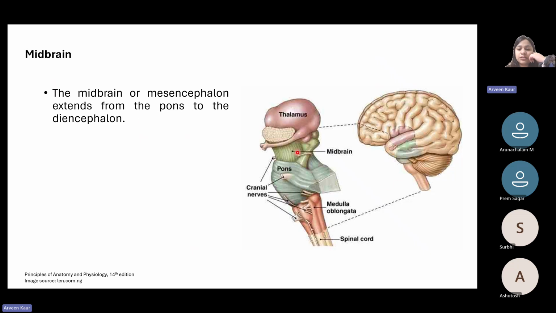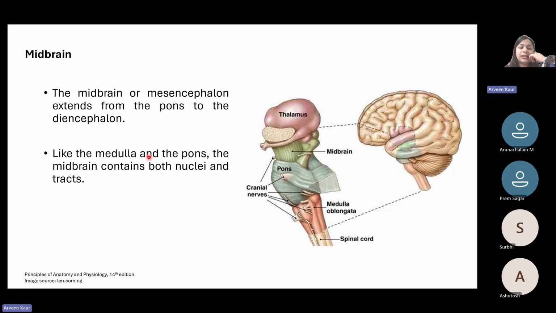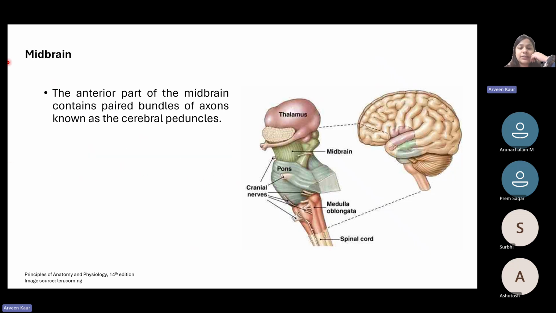Then comes the midbrain, just on top of the pons. The midbrain or mesencephalon extends from the pons to the diencephalon. It is the region between the two. Like the medulla and pons, the midbrain contains both nuclei as well as tracts.